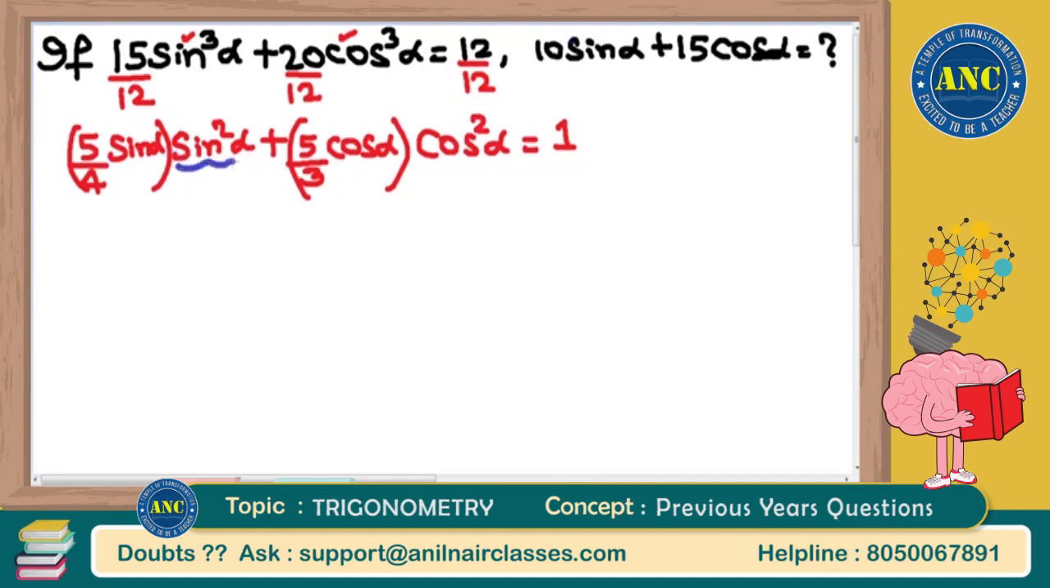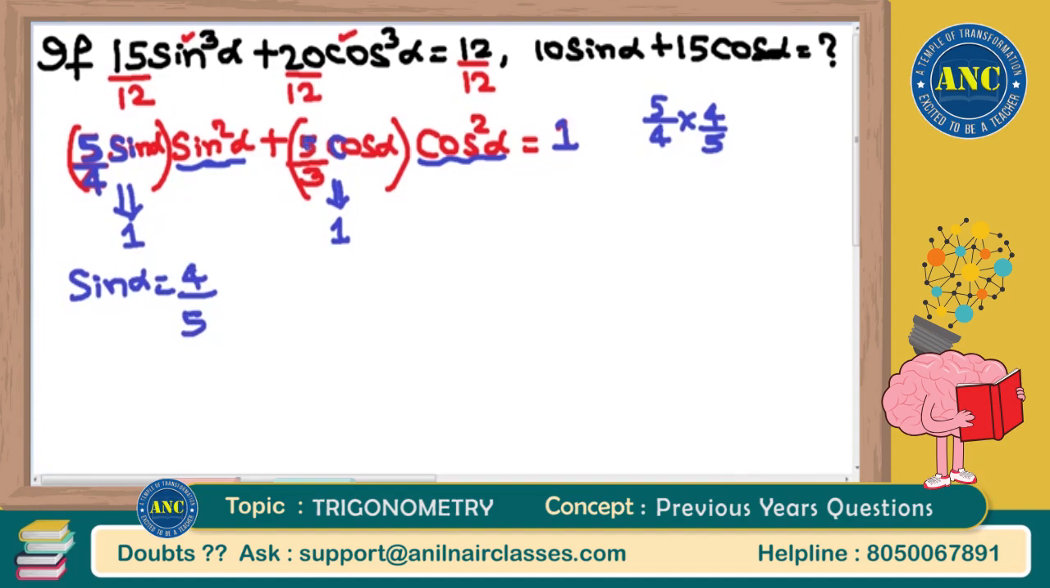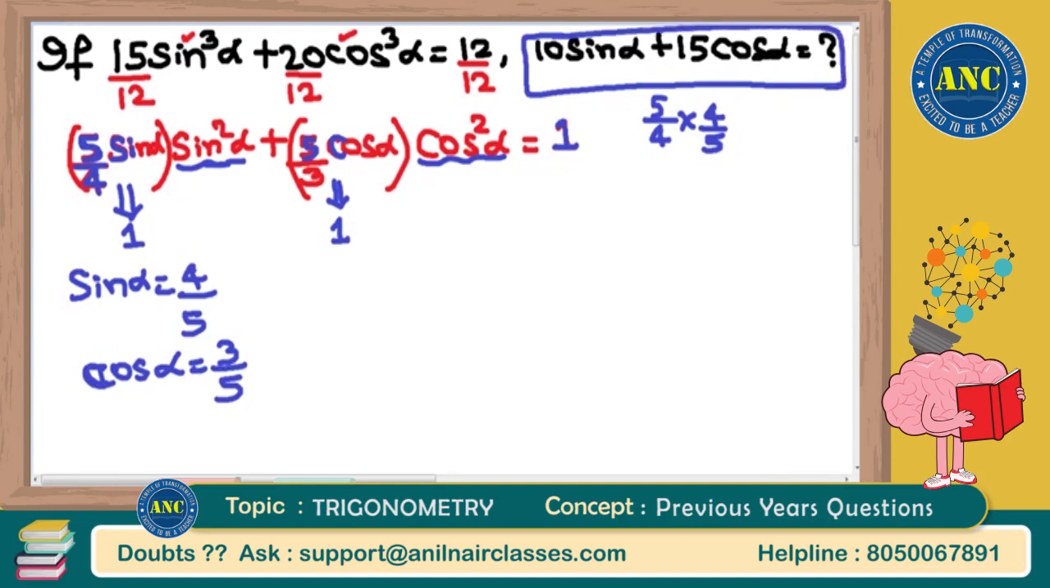Now, sin square alpha plus cos square alpha should be equal to 1. That means the coefficient of sin square alpha should be 1, and the coefficient of cos square alpha also should be 1. Now, 5 by 4 into sin alpha should be 1. That means sin alpha should be equal to the reciprocal of 5 by 4, because 5 by 4 into 4 by 5 is 1. So sin alpha will be equal to 4 by 5. Cos alpha will be equal to the reciprocal of 5 by 3, which is 3 by 5. You know sin alpha, you know cos alpha. Substitute and simplify. What should be the final answer?